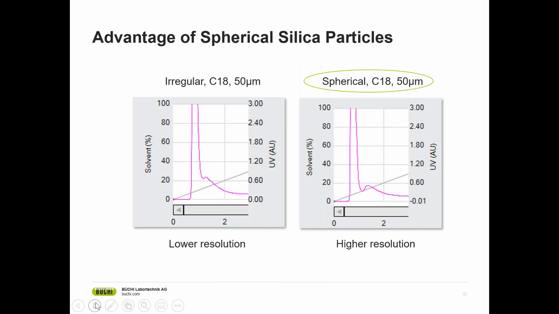Here is an example showing the better resolution. Both runs were done with identical sample and cartridge. The only difference was the particle geometry. And the result is the resolution, which I must admit is not perfect, but is much better with the spherical compared to the irregular one.